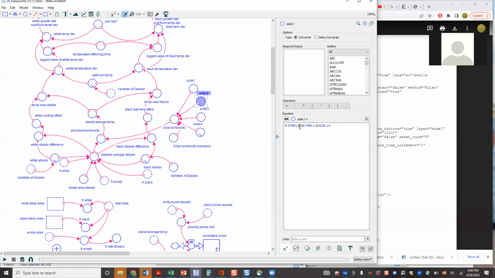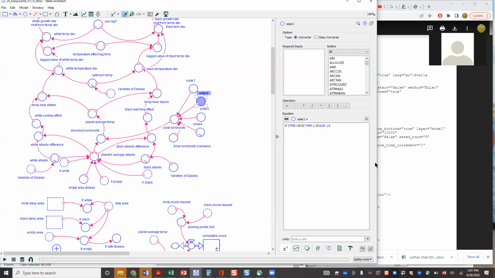This is solar luminosity: if time equals 2010, then 1.25, else 1. Which is to say, it's a model that in 2010 will bump up solar luminosity to 1.25 for 1 year, and then it will go back down again. So it's like this cataclysmic planetary event, in which suddenly the sun exhibited this excess energy.